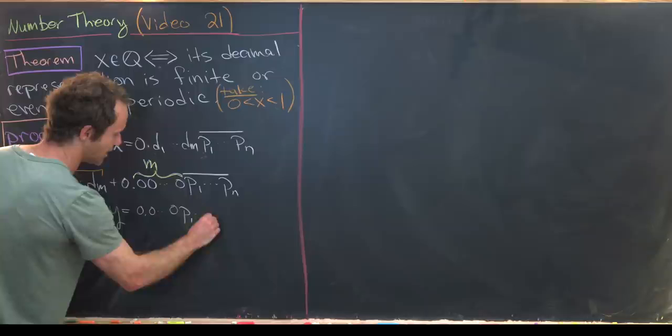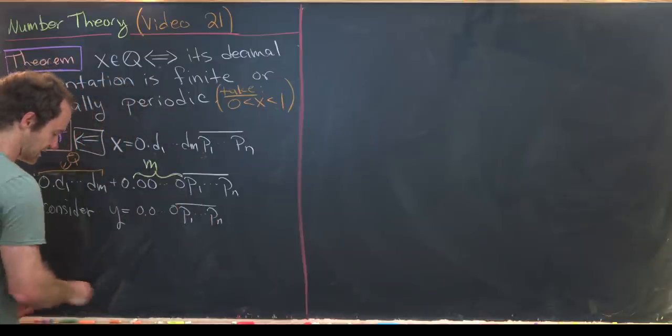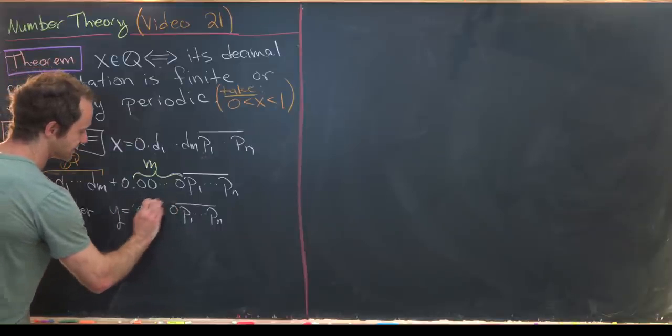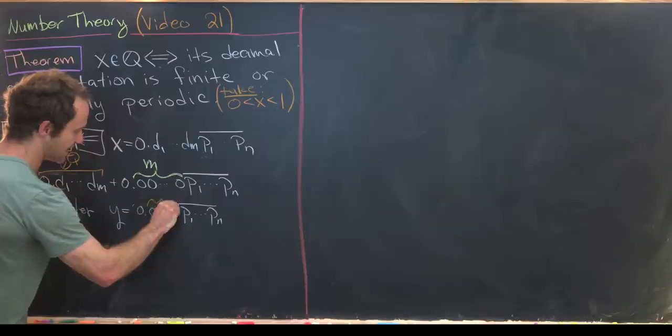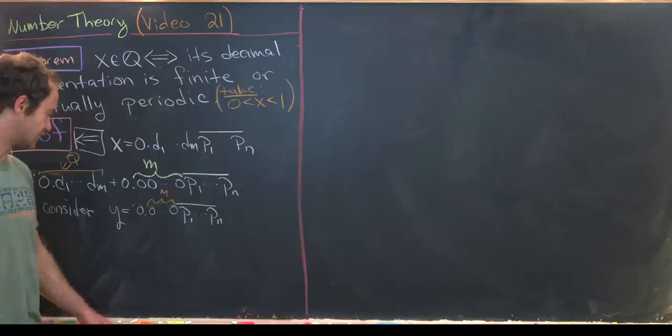0.000, and then p1 up to pn, and then this is repeating at the end. And just to reiterate, there are m zeros here behind the decimal. So I've got m zeros right there. Okay, now I'll take this and I'll rewrite it as a sum of rational numbers. It's going to be an infinite sum, but that's okay.